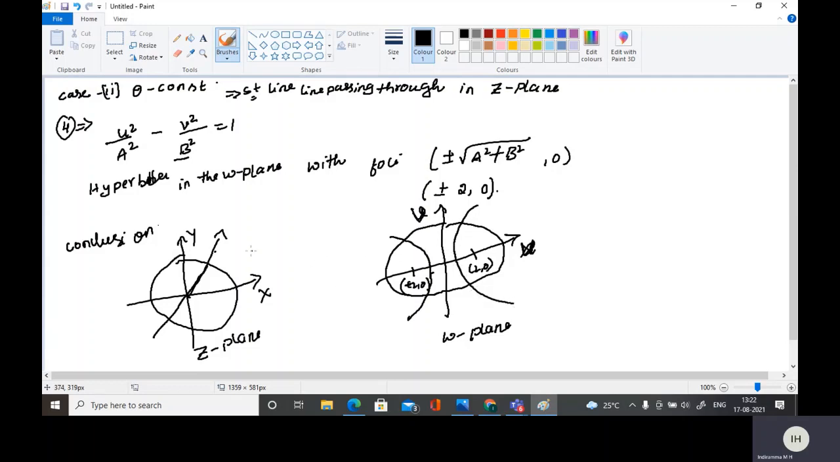Now, as I told you, the angle is preserved. Draw the tangents for both the curves and measure the angle between them; you will get 90 degrees. So the angle is preserved for the curves as well as for their images. Therefore, the transformation w equal to z plus 1 by z is a conformal transformation, as the angle is preserved.